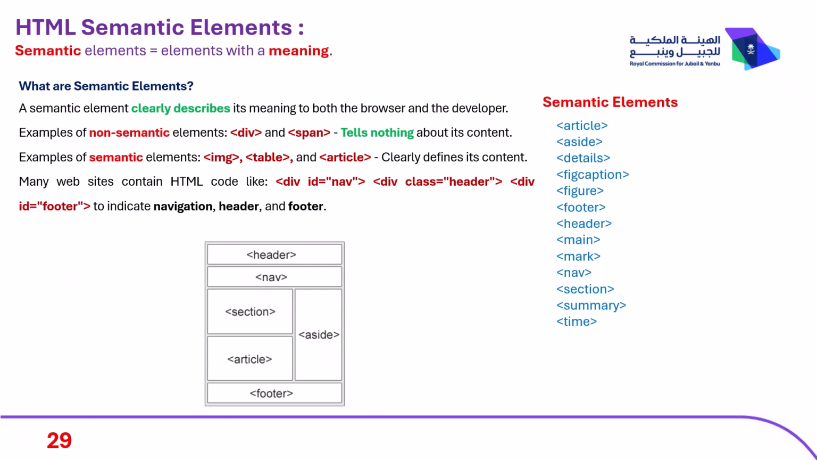Finally, HTML5 focuses on semantic elements, which are tags that clearly describe their meaning to both developers and browsers. Instead of using generic div tags everywhere, use elements like header, nav, article, and footer to define the structure and purpose of your content clearly.